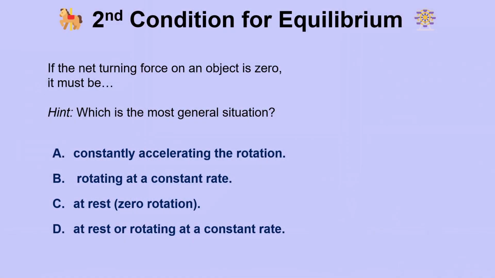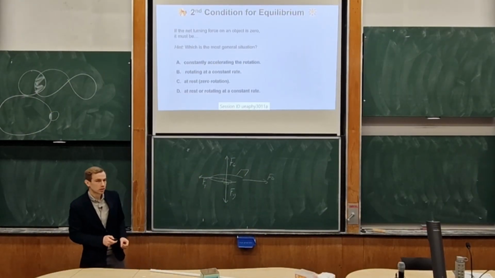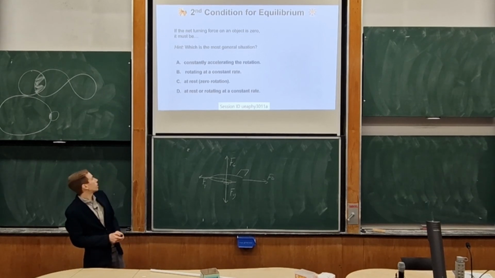So if the net turning force on something is 0, what can we say about the rotational motion of the object? Got a few different options there. What can we say about the rotational motion? Okay, let's take a look at the responses here. I'm always curious to see what people think about this one.